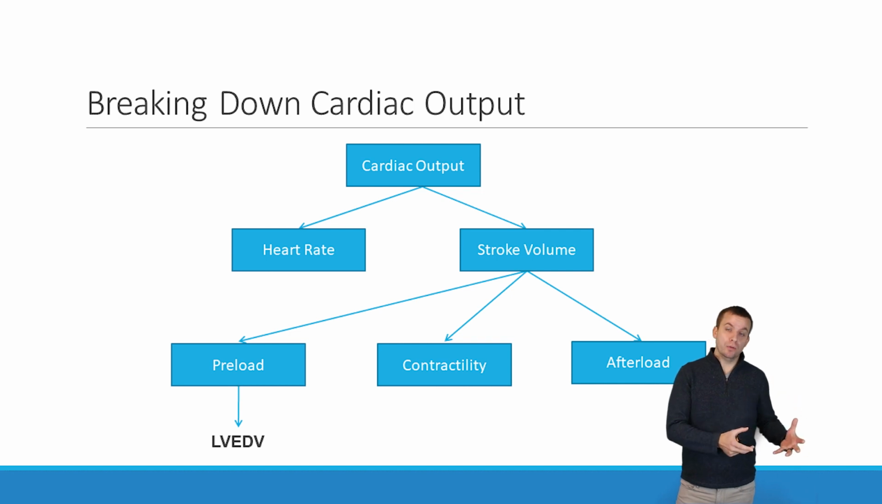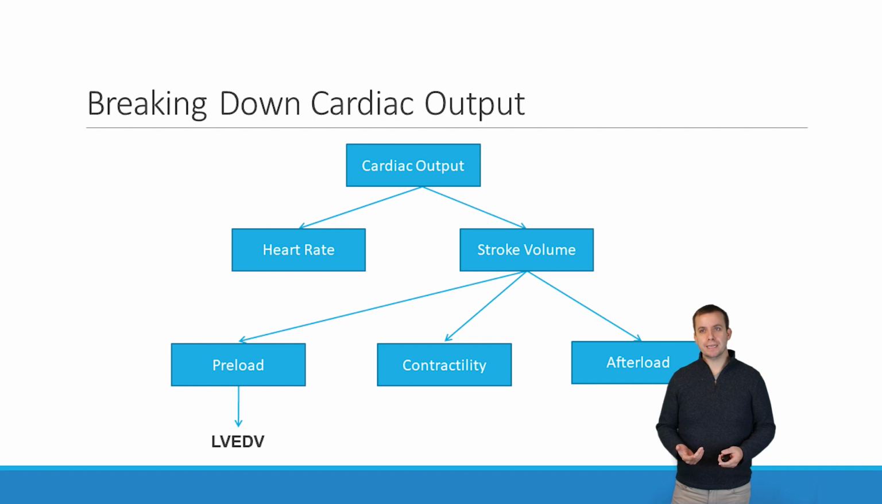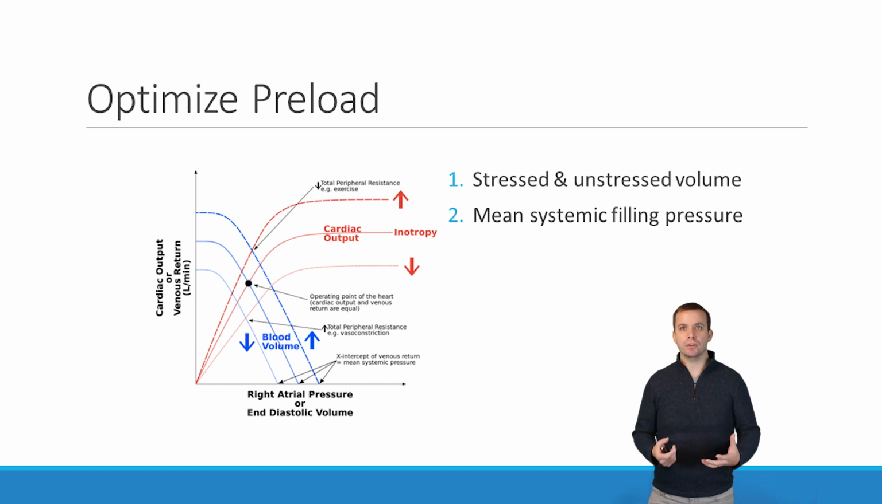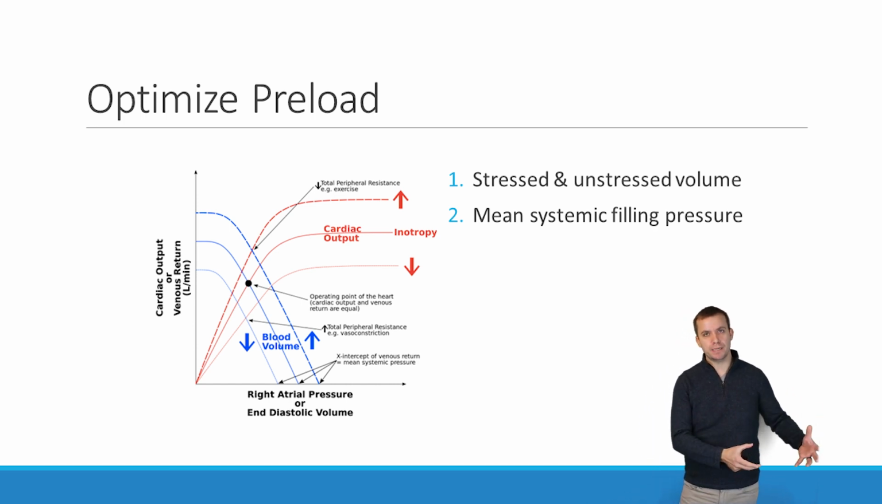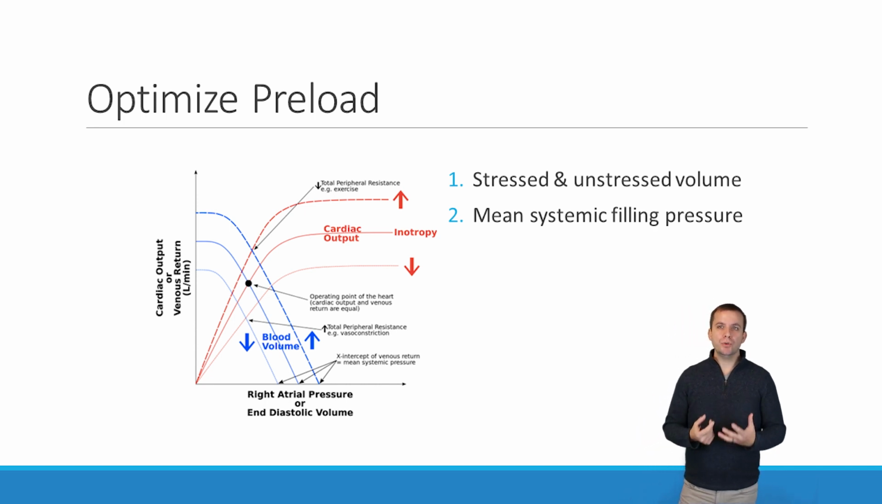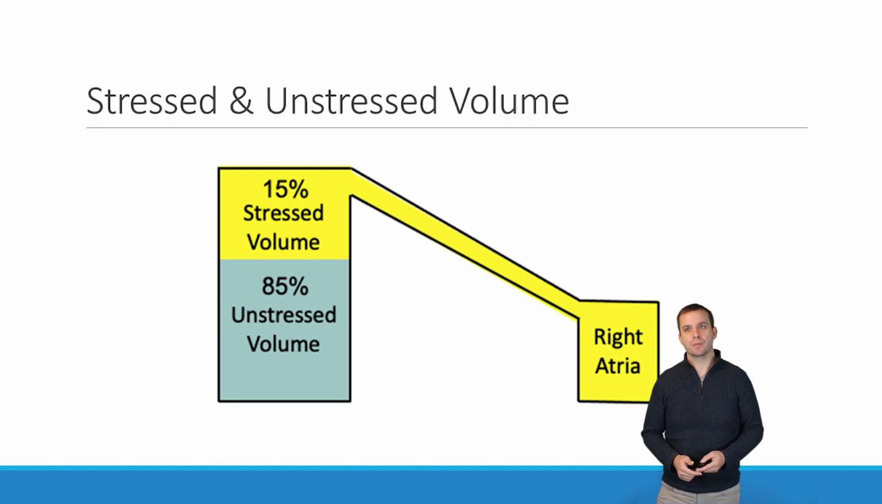So your preload is your left ventricular end diastolic volume, is kind of a way to think about it. And the question is, how do you measure it? Like, what are you thinking whenever you're trying to manipulate it? So we're going to talk about how to manipulate it and then how you can appropriately measure it. So two things I want you to be aware of when we're talking about optimizing preload is stressed and unstressed volume, and then mean systemic filling pressure.